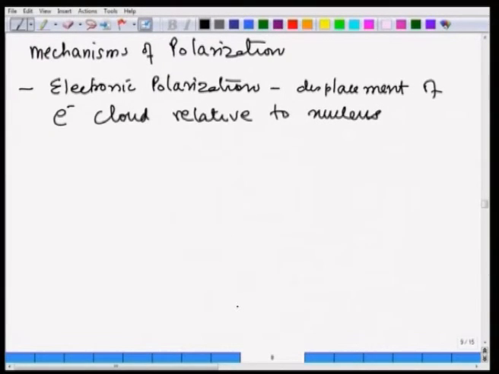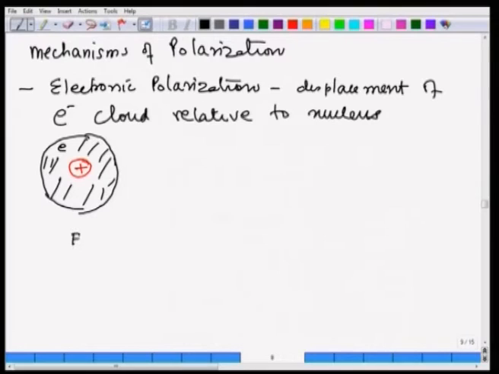Meaning thereby, let us look at something like this. Here is the center of positive charge, and let us say this is the electron cloud, this spherical form of electron cloud. This is the electron charges, all the other electron cloud, and the electric field is 0. What happens if you apply an electric field?